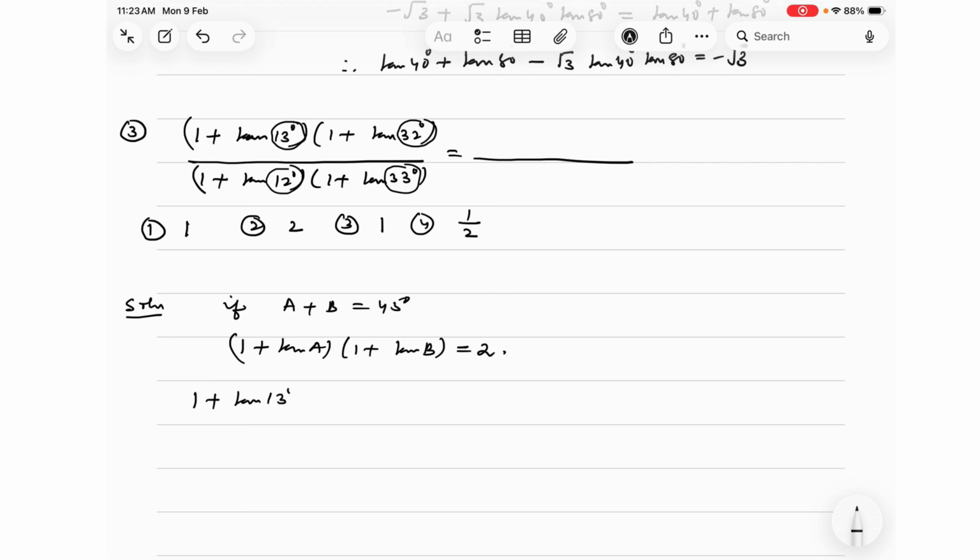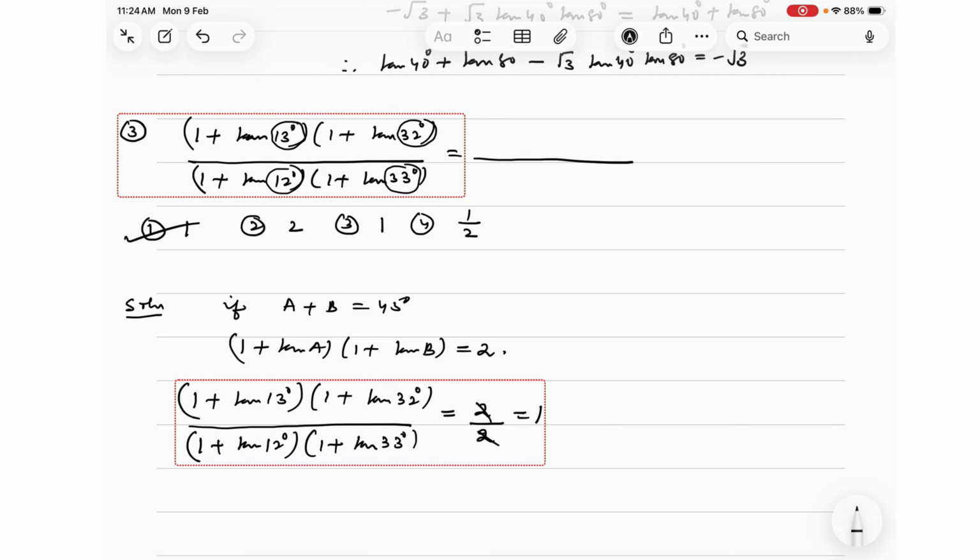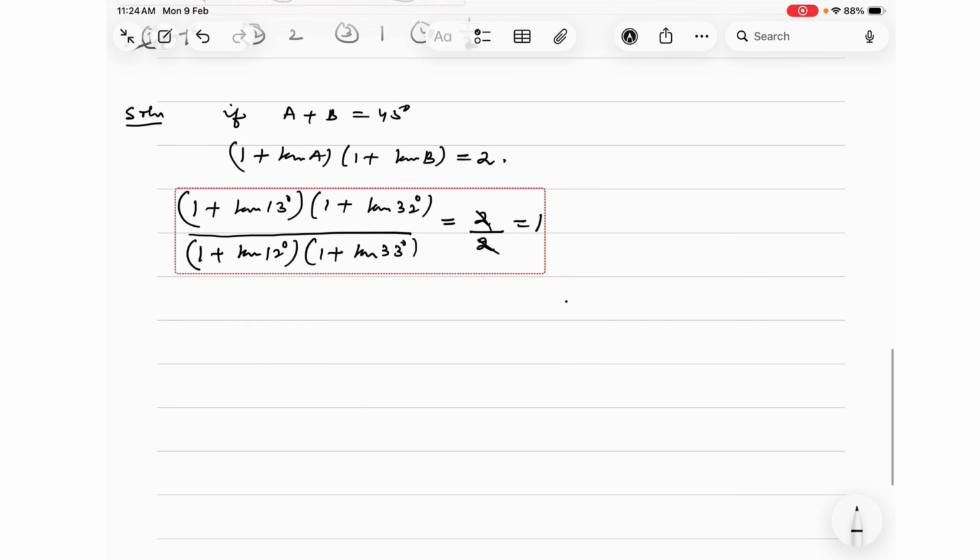The numerator is (1 plus tan 13 degrees) into (1 plus tan 32 degrees), divided by (1 plus tan 12 degrees) into (1 plus tan 33 degrees). According to this formula, the numerator becomes 2, the denominator is also 2, therefore the answer is 1. Therefore the answer is the first option. If you know this result, we can do this problem easily.